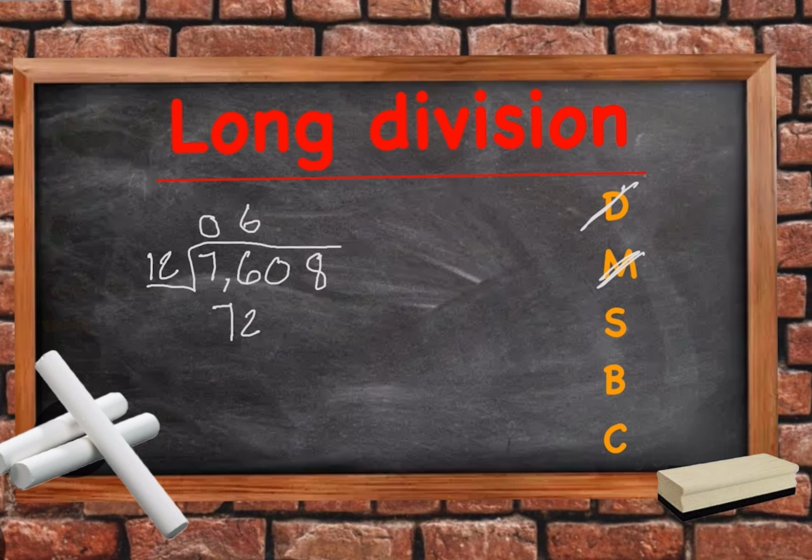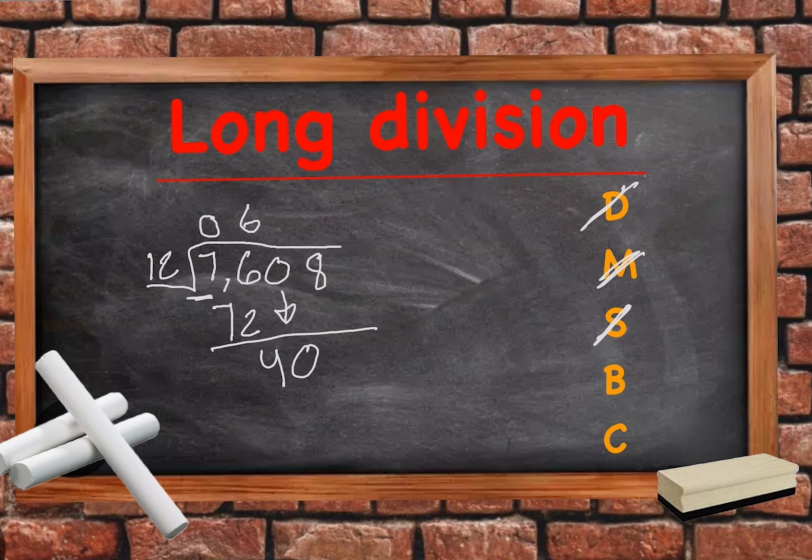Okay, now we have to subtract. Let's see, what is 76 minus 72? So 6 minus 2 is 4, and 7 minus 7 is 0. Now that we've subtracted, let's cross that out. And now we're going to do the B, which is bring down. So now we're going to bring down this 0. And now it's not 4 anymore, it's 40.